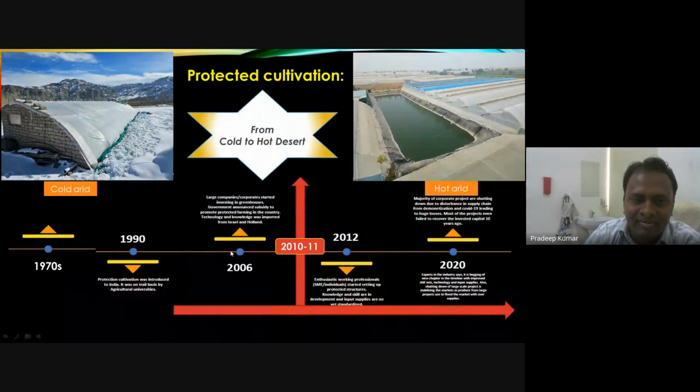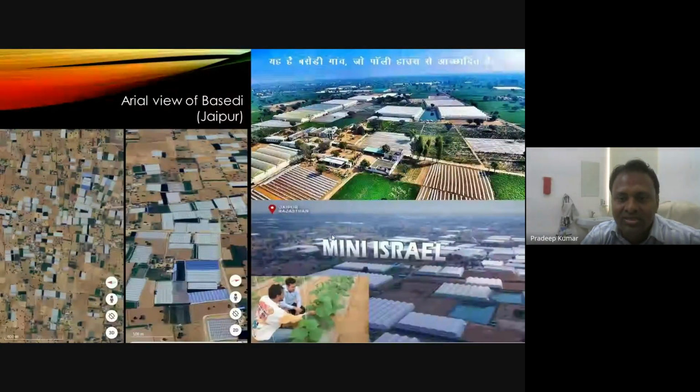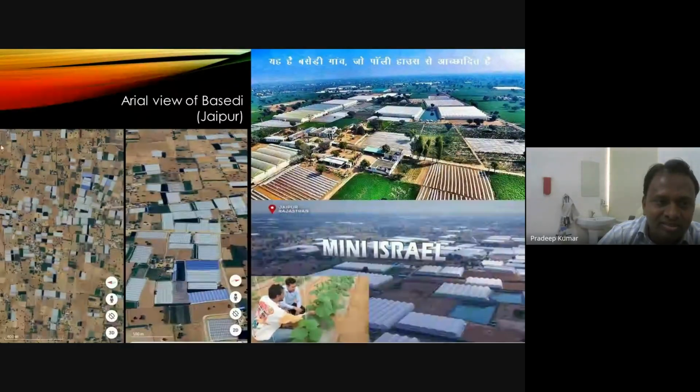Since then there was some progress, but the main progress, or boom, came in 2010-11, when it spread like fire, particularly in Rajasthan. And now you see this changing scenario from cold desert to hot desert. In the next picture, you see what is called Mini Israel. You can see some of the pictures, somewhat looking like what we see in China, Almeria in Spain, and Shandong in China. So this picture is growing day by day.